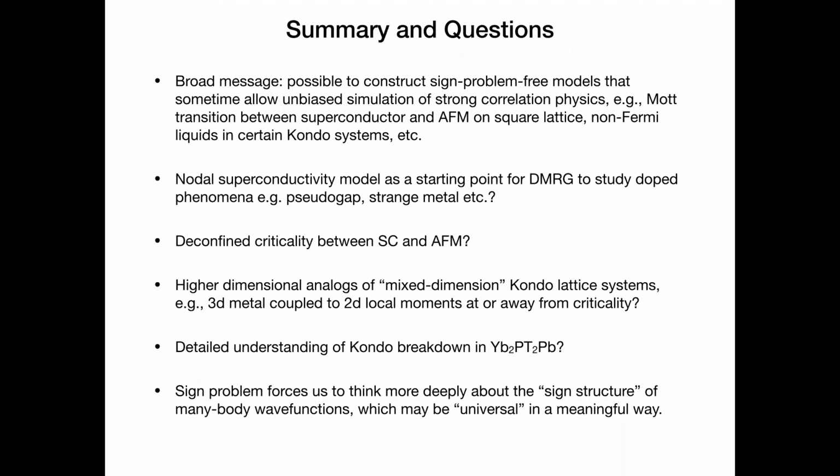So the broad message is that problems which sometimes seem very hard sometimes have workarounds. You can find sign-problem-free models which capture some of the physics we are interested in. Maybe you won't get everything. You won't get Mott physics in a Fermi surface so far. That sounds almost impossible, at least from some considerations, but you can get other things which are still interesting, like a Mott transition between an unconventional superconductor, an antiferromagnet, and non-Fermi liquids.